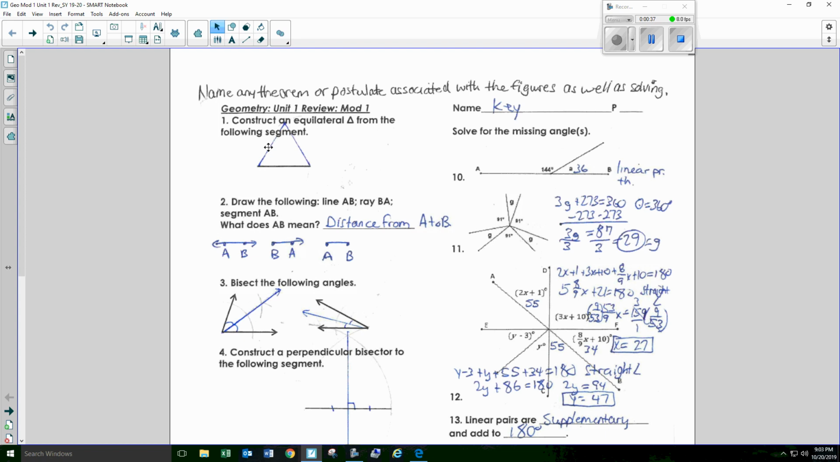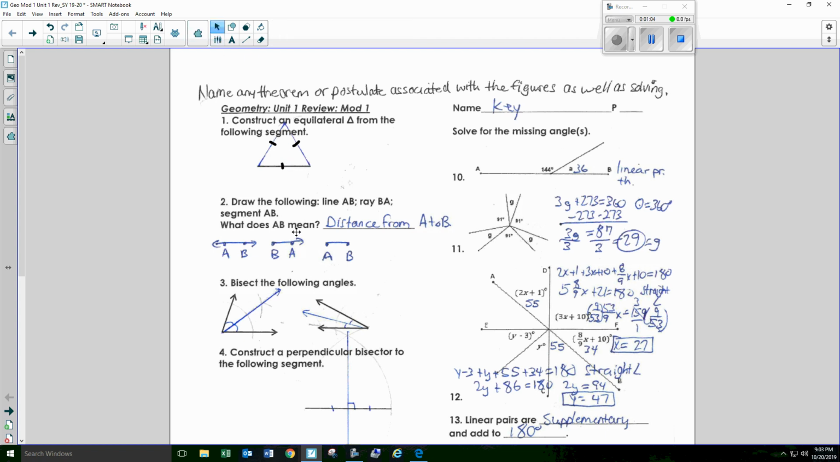Construct an equilateral triangle from the following segment. Remember, we put the pointer here, pencil over here, draw an arc, turn around, pointer here, pencil here, draw an arc, and then at that intersection, take your ruler, connect to it, there you go. Equilateral triangle. You could put your hash marks on there if you want to. Now they're equilateral, showing it like that.